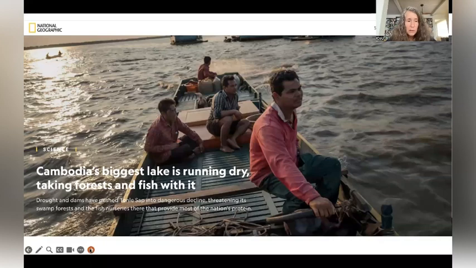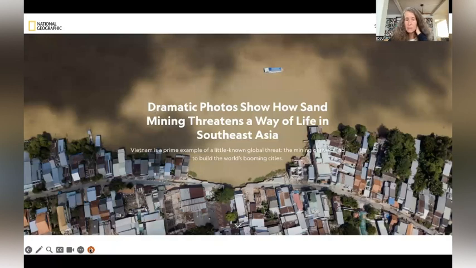So a few images, again coming from National Geographic, about this Mekong Delta, the Mekong River. Again, the Tonle Sap Lake is running dry. Why? Because of many dams upstream. It's taking with it many of its wet forests and many of the fish where much of the population subsists, has subsistence economies and daily protein.